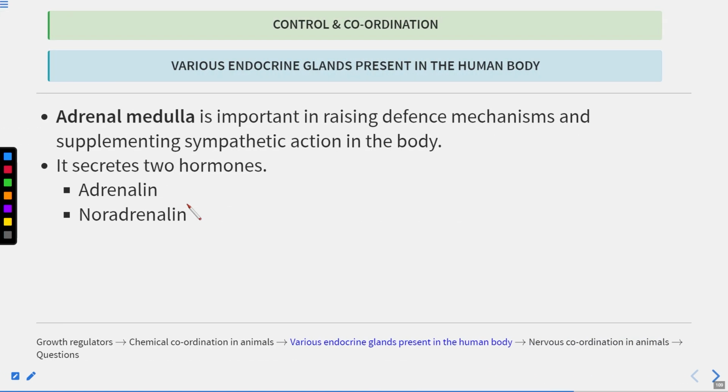Now the adrenal medulla; we were talking about the cortex. The medulla region of the adrenal gland is important in raising defense mechanisms and supplementing the sympathetic action in the body. It secretes two hormones, adrenaline and noradrenaline. The nervous system is divided into the sympathetic and parasympathetic nervous systems, and the hormones secreted by the adrenal medulla help supplement the sympathetic action in the human body.